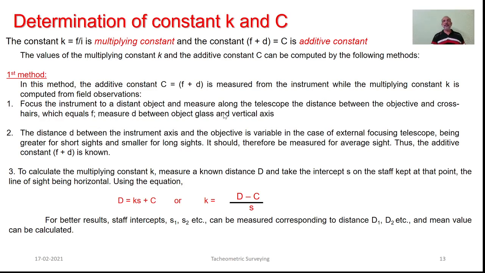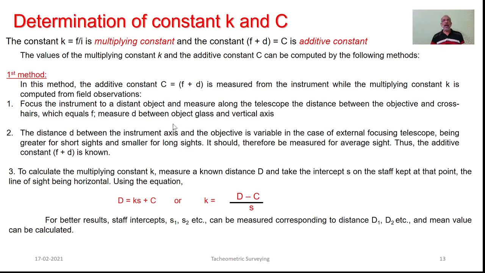Whereas the distance between the object glass and the vertical axis, if you remember the gauge that we discussed in an earlier slide, is nothing but this d. As such, the focal length of the objective f and the vertical distance between the object glass and the vertical axis d can be determined.